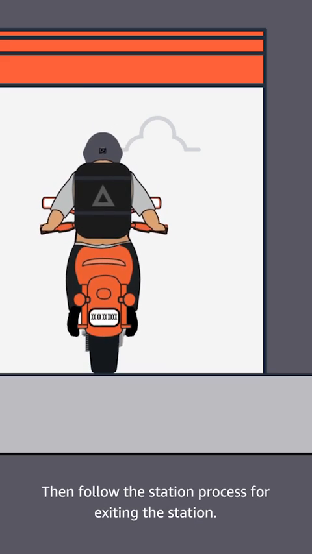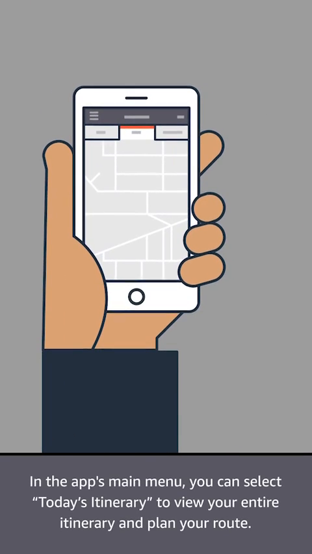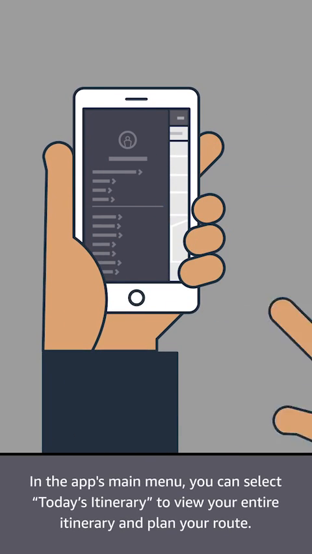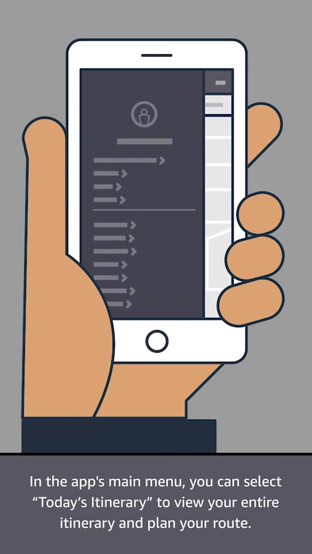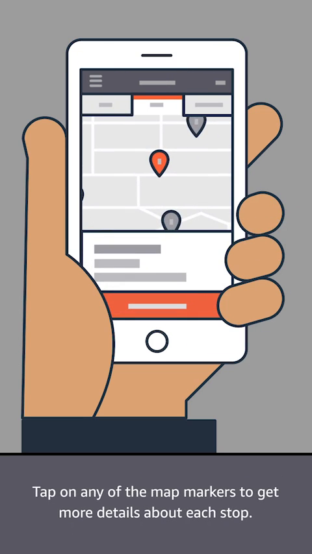Then follow the station process for exiting the station. In the app's main menu, you can select today's itinerary to view your entire itinerary and plan your route. Tap on any of the map markers to get more details about each stop.